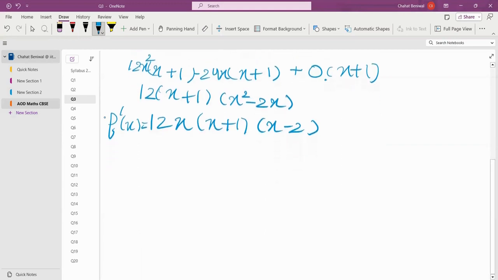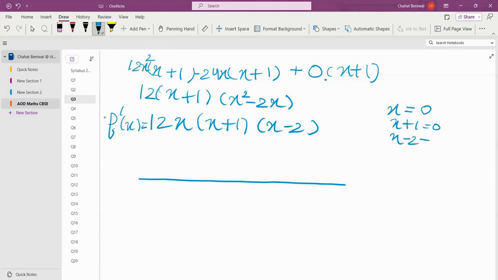Okay, so we are going to make a number line sort of thing. And we're going to make these three expressions, which are in multiplication, zero individually. So x is equal to 0, x plus 1 is equal to 0, x minus 2 is equal to 0. So this is simply x is equal to 0, so let me put it here. And this is giving us x is equal to minus 1, this will be somewhere here. And this is going to give us x is equal to 2. Okay, this is here.